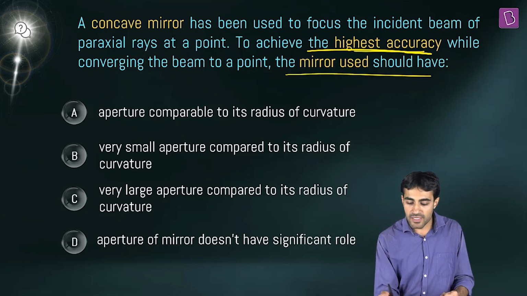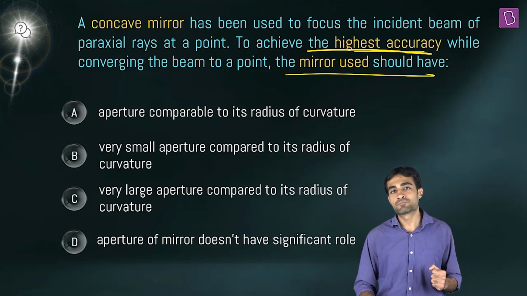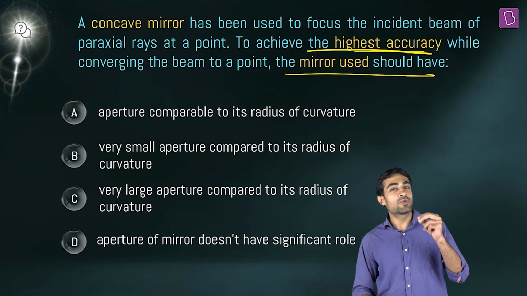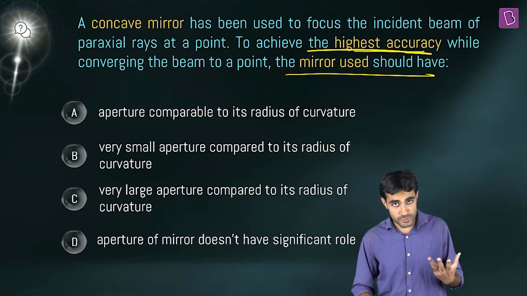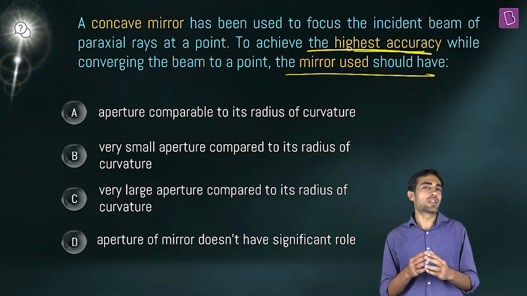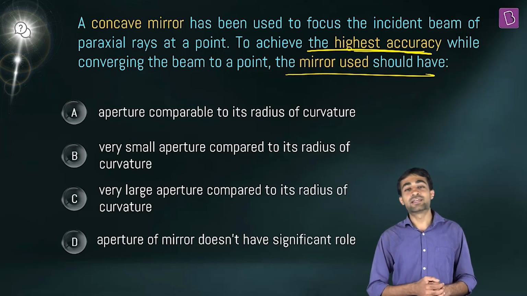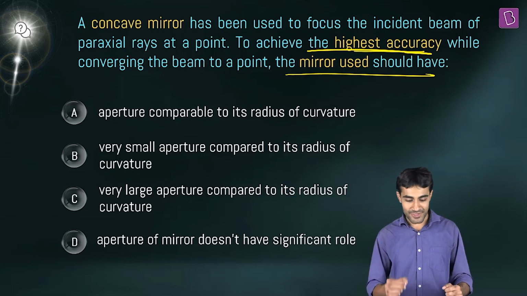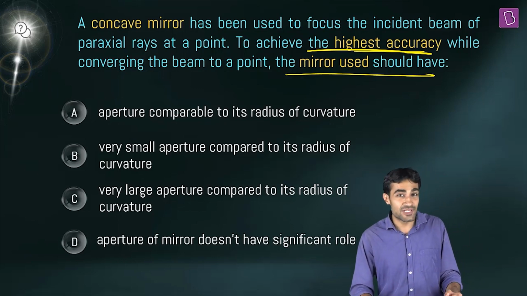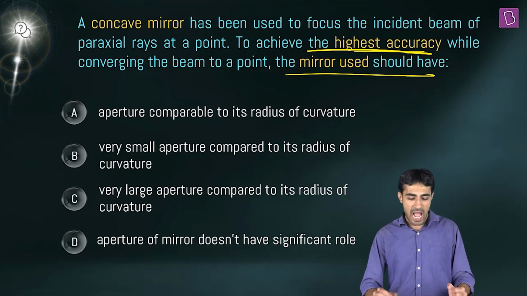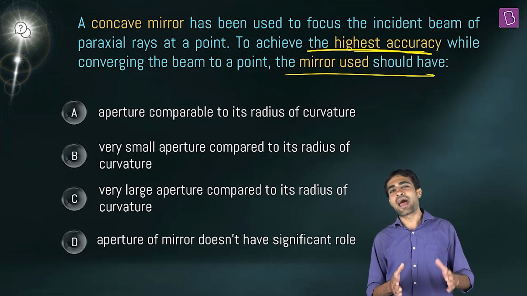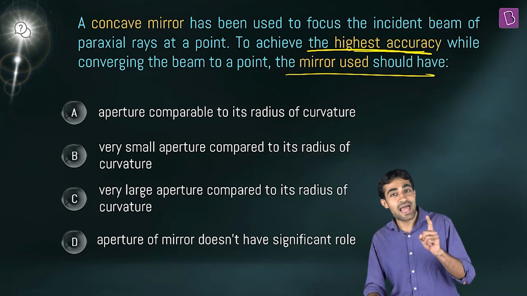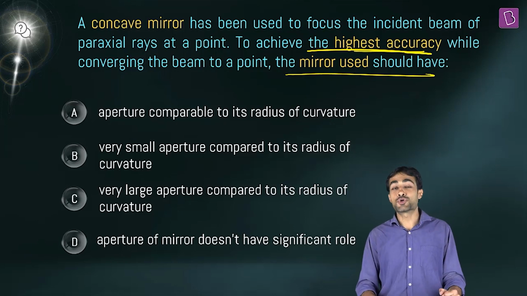And our mirror used should have option A, aperture comparable to the radius of curvature. Option B, very small aperture compared to the radius of curvature. Option C, very large aperture compared to its radius of curvature. And option D, aperture of the mirror doesn't have significant role. Well, aperture of the mirror does have significant role. I will show you how.